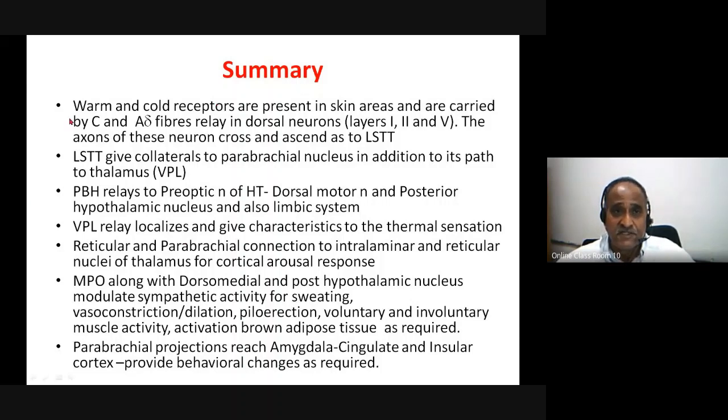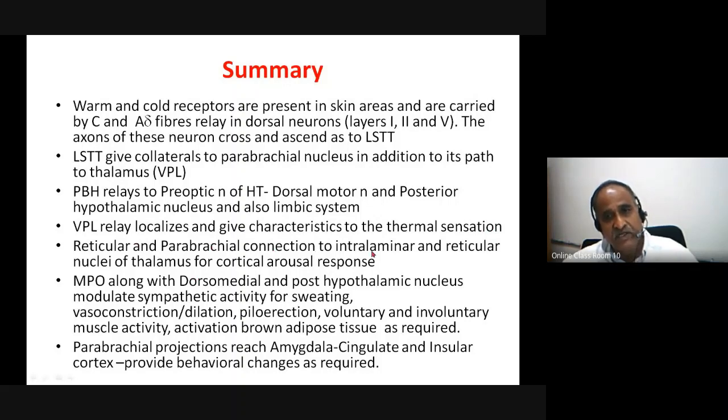So these thermal sensations: the warm and cold receptors are present in skin areas and are carried by C and A delta fibers respectively, relay in the dorsal horn neurons, layers 1, 2, 3 and 5. The axons of these neurons cross and ascend as the lateral spinothalamic tract. The lateral spinothalamic tract gives collaterals to the parabrachial nucleus in addition to its path to the thalamus, ventroposterior lateral nucleus, from which VPL thalamocortical projections reach the postcentral gyrus for sensory localization. The parabrachial nucleus relays to the preoptic nucleus of hypothalamus. The dorsomedial and posterior hypothalamic nuclei are connected from the preoptic nuclei, which in turn connect to the limbic system. The VPL relay localizes and gives characteristic thermal sensation.